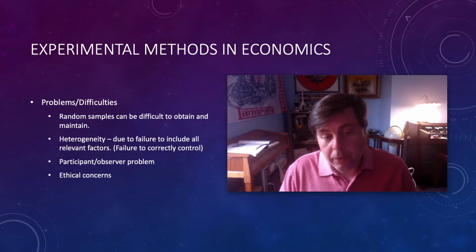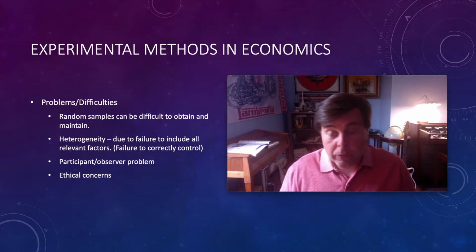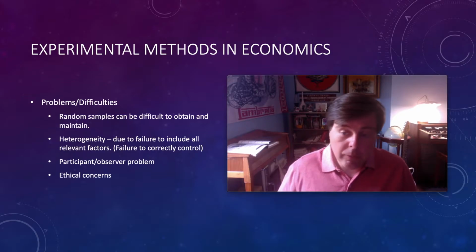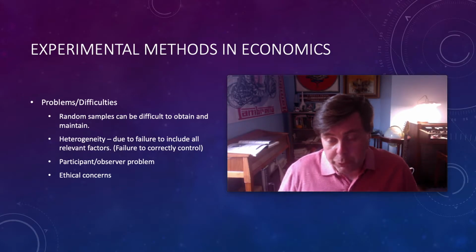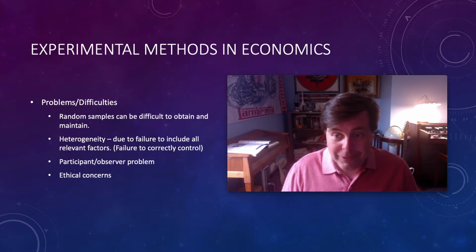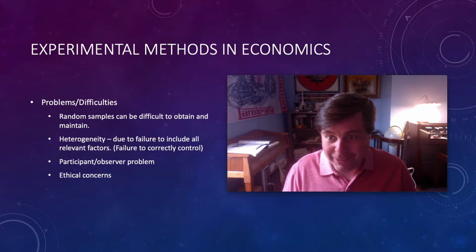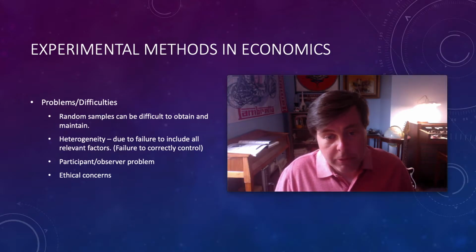Third, participant-observer problems. A few things here, right? First off, if we're running an experiment on a group of individuals, how do we ensure that our experiment is unknown to them? Because if they know we're experimenting on them, the outcome isn't going to be the same as it would otherwise be.